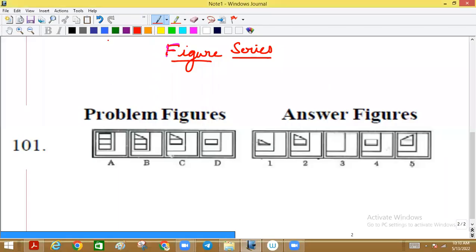Study this figure series. It's a figure series you will be asked in some years, you won't in some other years, no? But in 2021 there were questions from figure series as well. So that is the reason we should understand what exactly is the figure series.